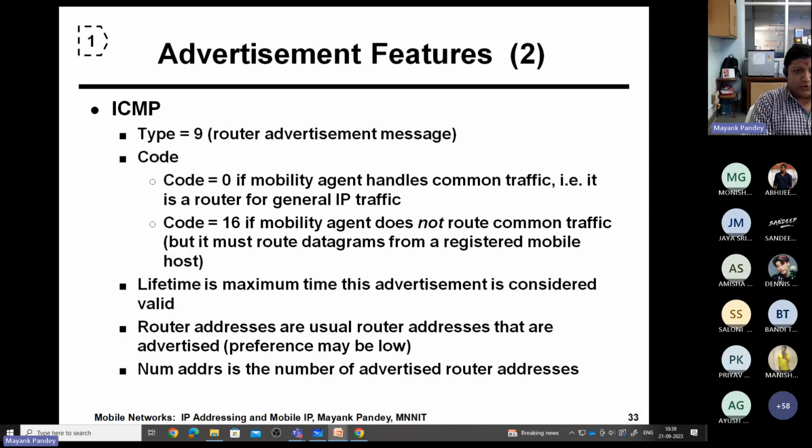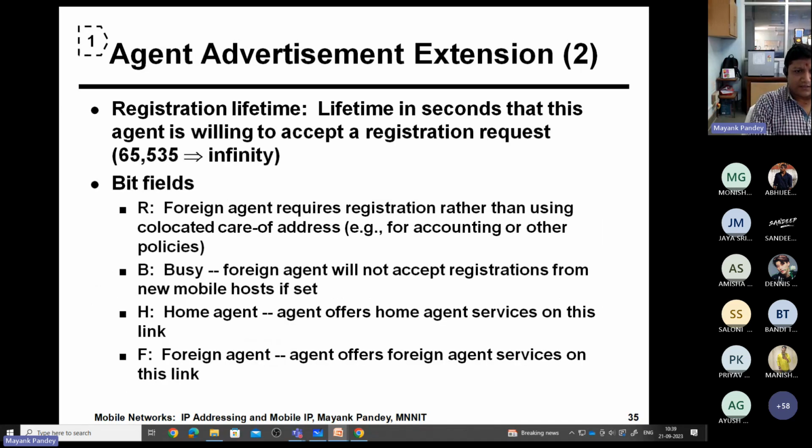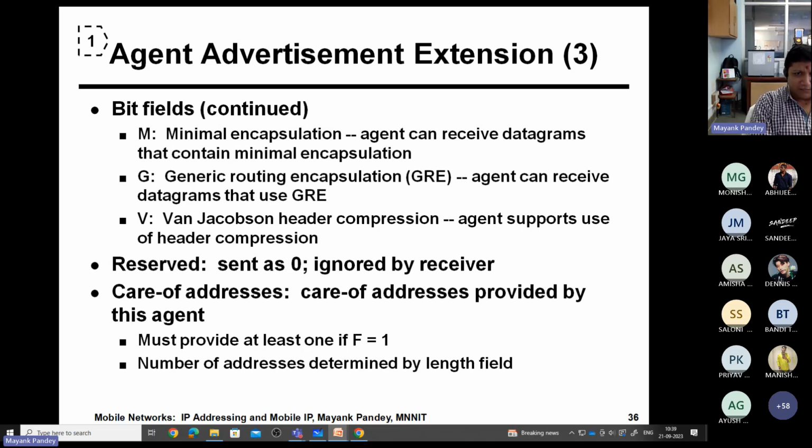The other things I have already told: the type is 16, length is 6 plus 4, and the sequence number count. There are certain fields where right now only H and F are important. Agent lifetime is in seconds, for which the agent is willing to accept the registration request. There are certain bit fields which are not important right now. We'll be seeing that later.